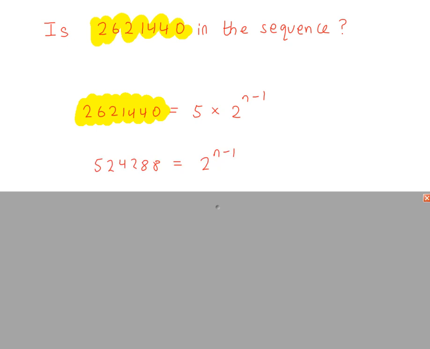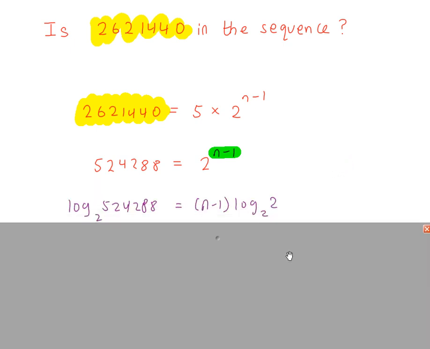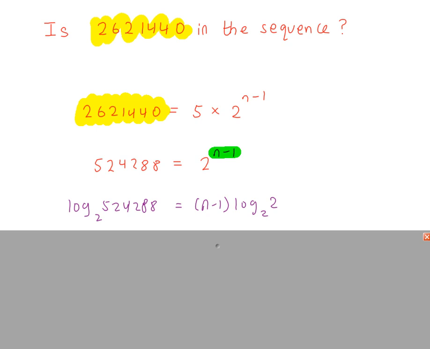Divide by 5. Now we're looking for n, and n is a power, so we can use logs to solve this, and the base here is 2, so for convenience I could use logs to the base 2. So I've taken logs on each side to the base 2, and the n minus 1 is a power, so it comes to the front. When we're doing logs, make sure it's in brackets. Log 2 to the base 2 is 1, so we have n equals 20.